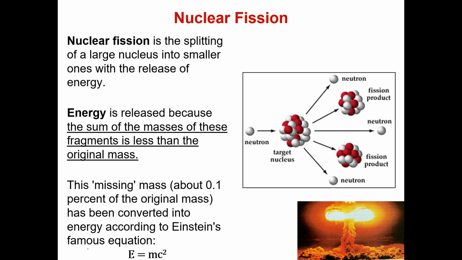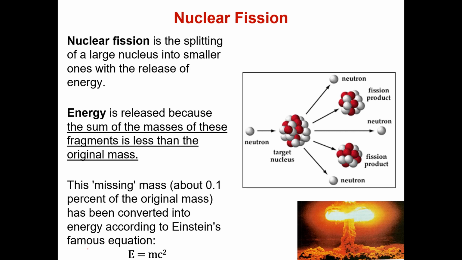Okay, so what we've been talking about is decay, where we split nuclei. The term for splitting nuclei is nuclear fission. In nuclear fission, we split a large nucleus into a smaller one, and we also release some energy. So energy is released because the sum of the masses of the fragments is actually less than our original mass. So that original mass doesn't just disappear, it's actually converted to energy.